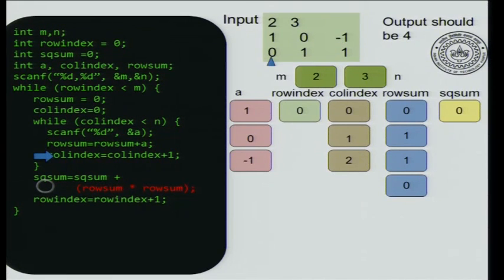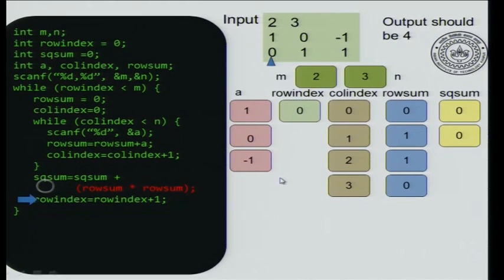Okay. So once you are done, now column index is 3. So this means that we have read all the entries in the row 0. Okay. So we have got the correct row sum. What we will do is add the row sum squared to the square sum. So row sum is 0, 0 squared to square sum. So square sum remains 0.